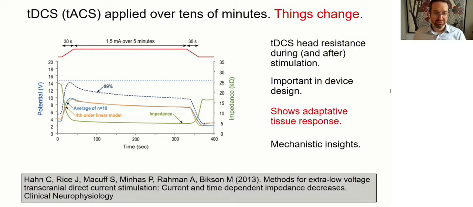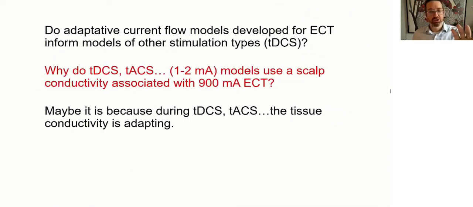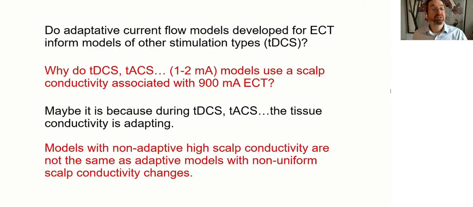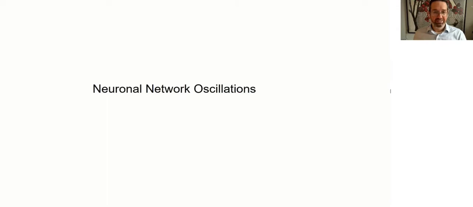And I'll also say, I think this may have important mechanistic insights, but just to return to the big question, why do we model tDCS like it's ECT? Well, because I think the skin is adapting, and therefore I think that these pipelines that we have developed for ECT should be applied for low intensity transcranial stimulation like tDCS and tACS, because adaptive models don't behave like static models. They don't produce the same kind of brain current flow patterns or intensities. And so perhaps this is something that will keep us busy over the next decade.